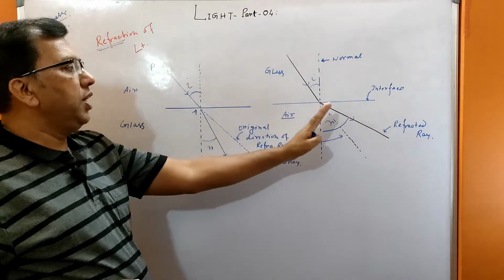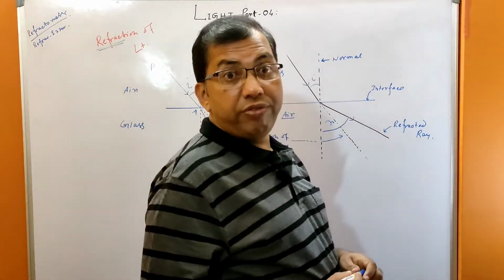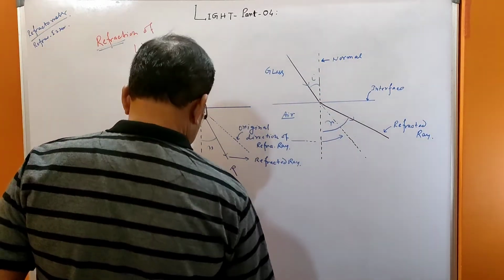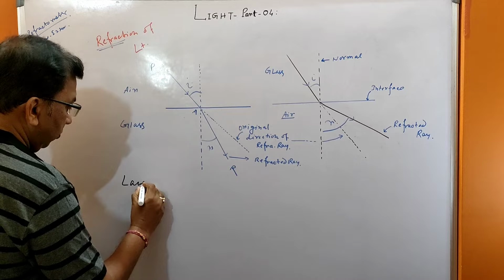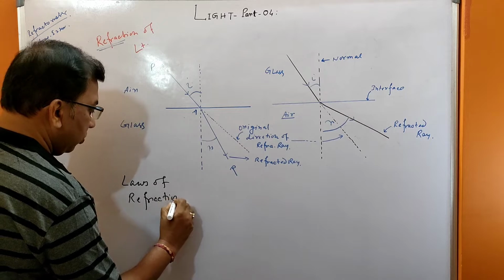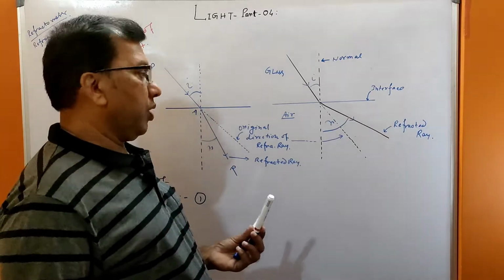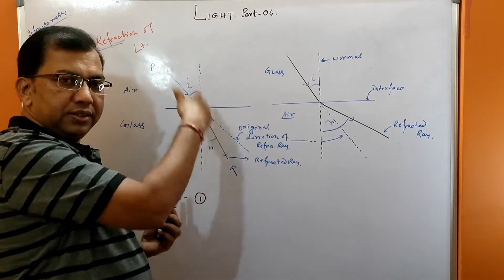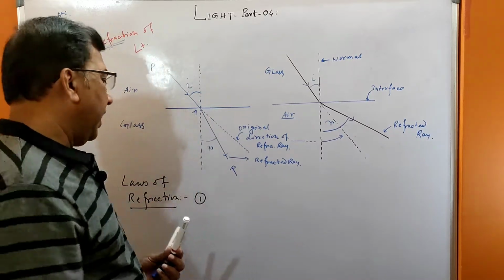Okay? So, two things we are observing. As in the case of reflection we had the law of reflection, here also there is a law of refraction. What is the law of refraction? Laws of refraction. Same as in light reflection, there are two laws. The incident ray, refracted ray, and the normal lie in the same plane, at the same interface. That is the first law.